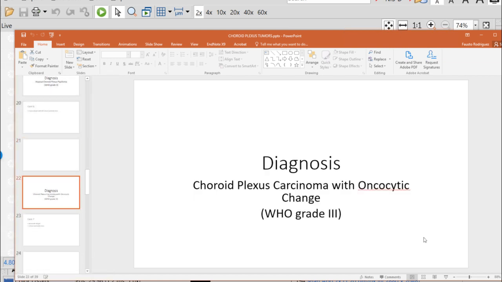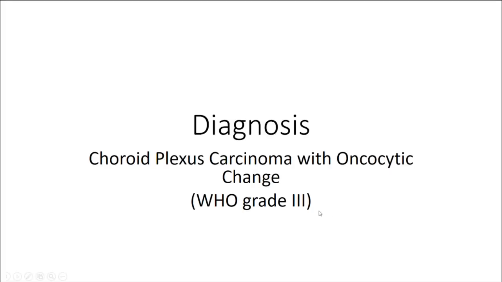So the diagnosis here is choroid plexus carcinoma with oncocytic change. And oncocytic change is not a prognostically important feature. It's just part of the variation that you can see with these neoplasms. This one had enough proliferation, atypia, necrosis, had all the factors that allowed us to arrive at that diagnosis. And in the WHO grade, they only go to grade 3, regardless of how high in the scale they are with respect to atypical features.